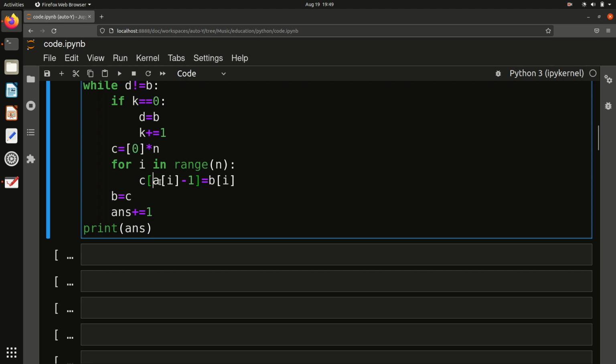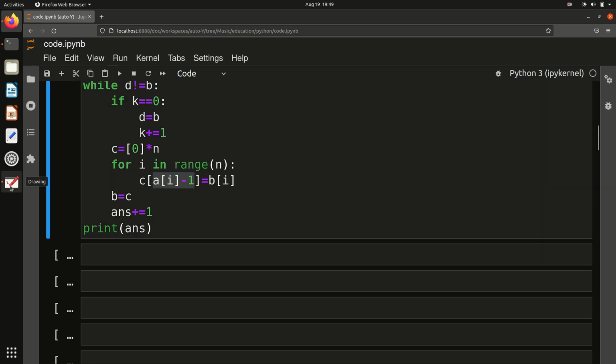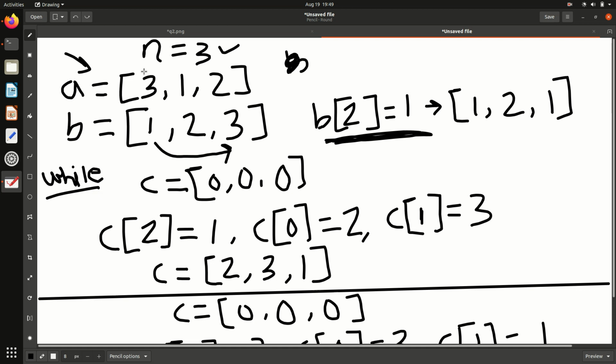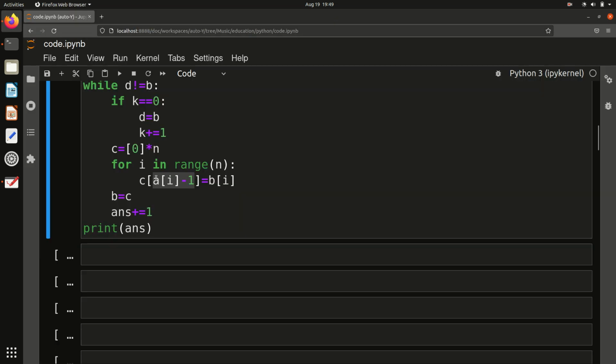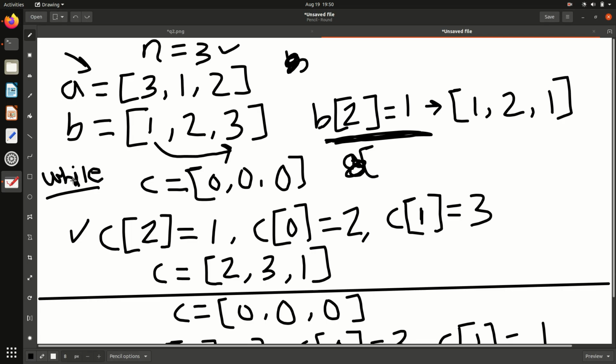If you look carefully at the index, I am writing a[i] minus 1. A is this one. So the index will change: a[i] minus 1. As we told you, the indexing is from 0, so minus 1. So c[a[i] - 1] is equal to b[i]. So the same thing I have written. So c[a[i] - 1] means a[i] is basically 3. So this for loop is basically doing this thing.